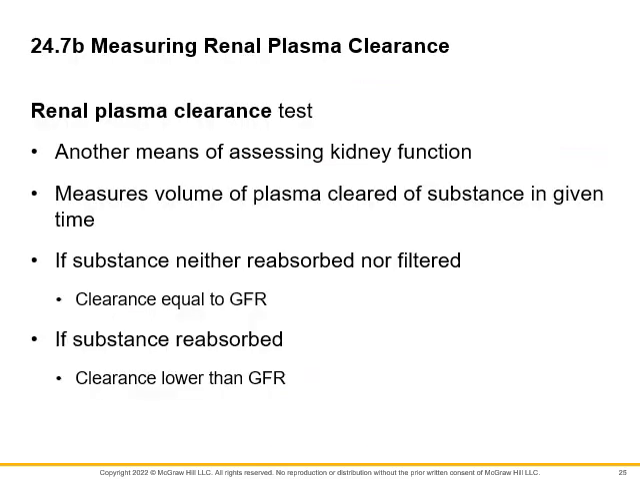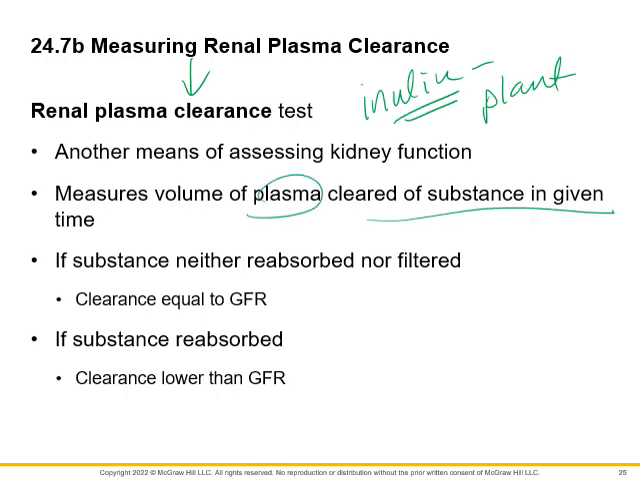If we wanted to look at kidney function, we could run a renal plasma clearance test. There is a plant derivative called inulin, and they use inulin because we don't make inulin. It should be filtered out by the kidneys. So it's a whole calculation. You can measure the plasma clearance of this substance.